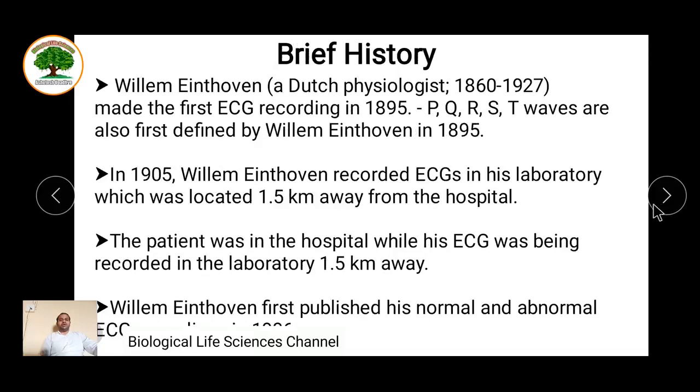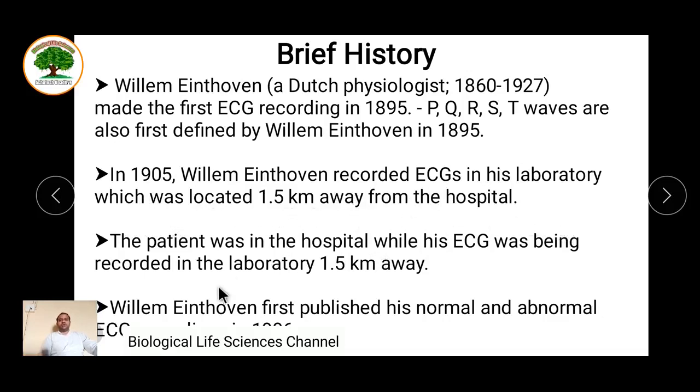Let's see the brief history. First of all, William Einthoven, a Dutch physicist, lived from 1860 to 1927, and he made the first ECG recording in 1895. He also recorded the waves of the heart, the PQRS waves, which were first defined by William Einthoven in 1895. In 1905, he recorded the ECG in his laboratory for a patient who was situated 1.5 kilometers away in the hospital.